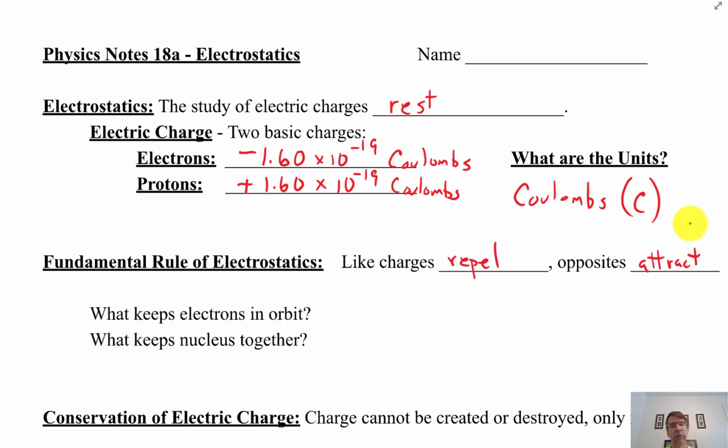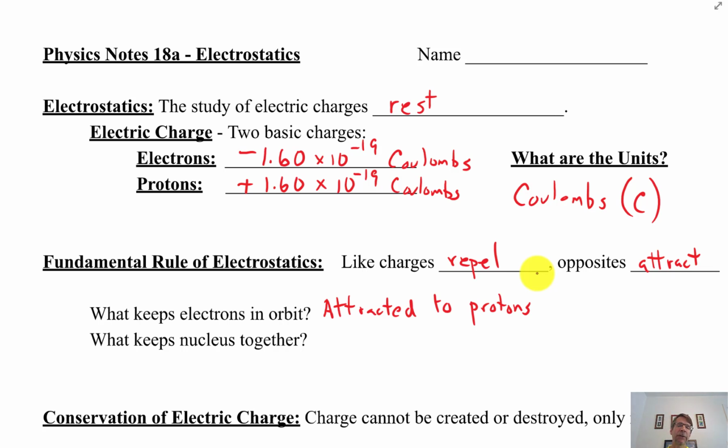What keeps electrons in orbit? Well, electric attraction. They're attracted to the protons, because the protons are in the nucleus. And the electrons are orbiting because they're attracted. They stay in orbit. That is basically the centripetal force. It's the force of attraction that keeps them circling. It's a little bit more involved than that, but it's the basic idea.